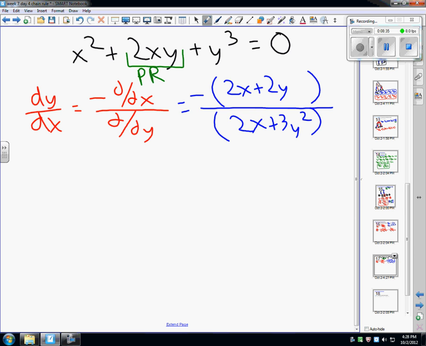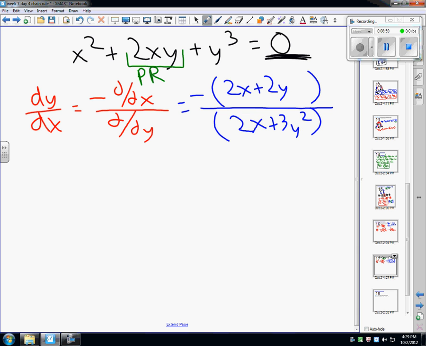And I'm done. Just like that, you can do implicit all in one line now, even if there was a product rule involved. Doesn't matter how complex that product rule is. As long as, again, you make sure it equals 0. That's the key to that. And you can always move something over to make sure it equals 0. But that's how you can do implicit very quickly in Calc 3.